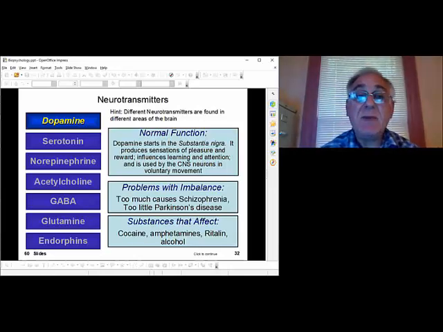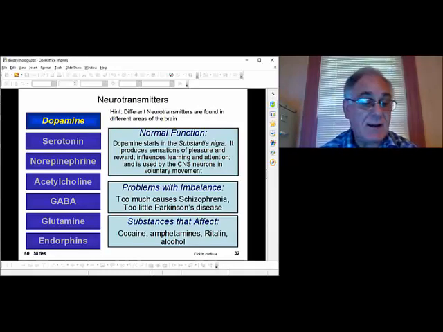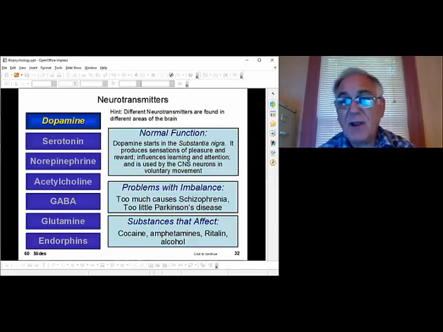And then if you have too much, then your brain's really active and you have schizophrenia. But schizophrenia, well, first of all, substances that affect schizophrenia are cocaine, amphetamines, Ritalin, and alcohol, and we'll see alcohol a lot on these lists. Alcohol is not something that should be consumed very often, and of course, as you've heard, everything in moderation, but alcohol is really bad for the system.